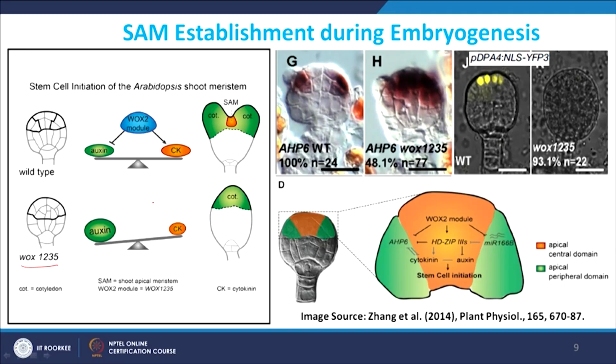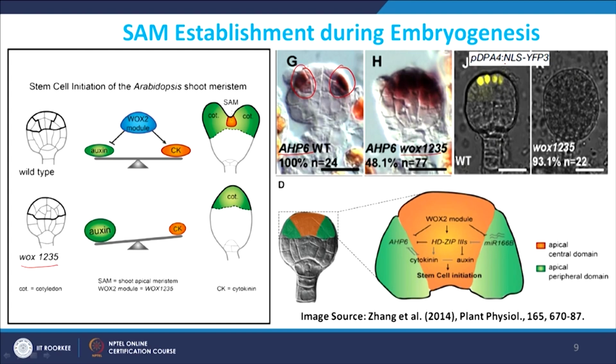Another important thing in the apical domain: in the periphery of the apical domain, some genes are activated. One of these genes is AHP6, and AHP6 is a negative regulator of cytokinin signaling. And if you look here, it is very specifically expressed only in the peripheral domain of the apical region, and in the WOX mutant this expression domain is disturbed and you have AHP6 expression everywhere.